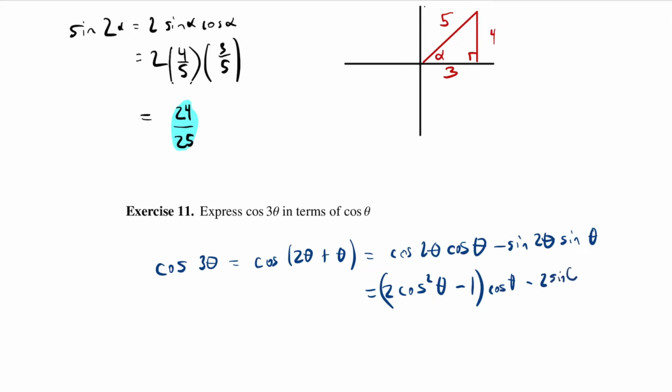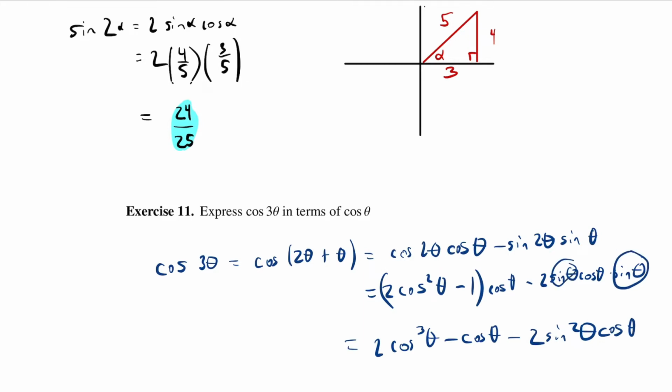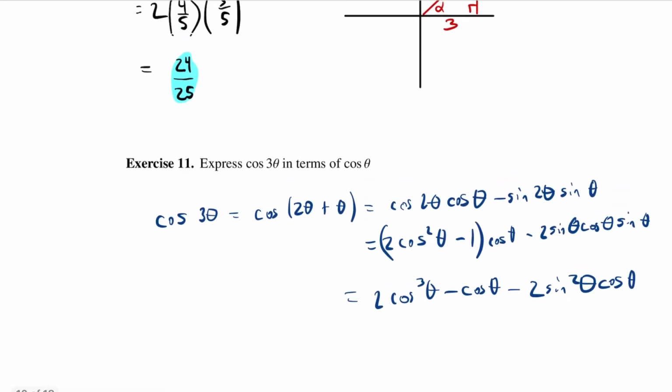And over here we have sine of 2 theta, which is 2 sine theta cosine theta. And we still have another sine here. So this one I used the double angle formula, and this sine came down. Now I need to distribute. So if you distribute, you should get 2 cosine to the 3rd theta minus cosine theta minus 2 sine squared theta cosine theta. So I multiplied the sine times the sine, and that's how I got sine squared.